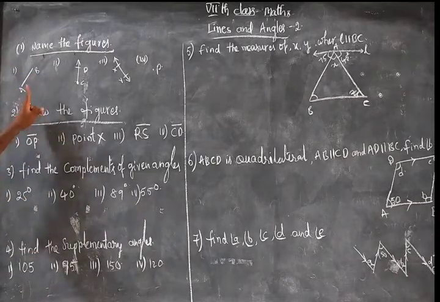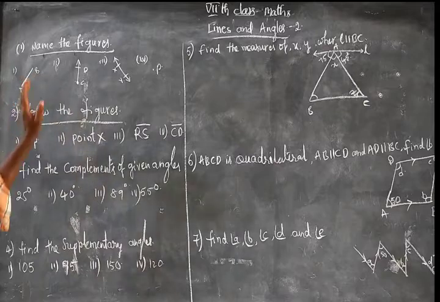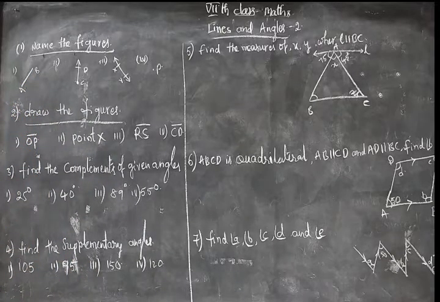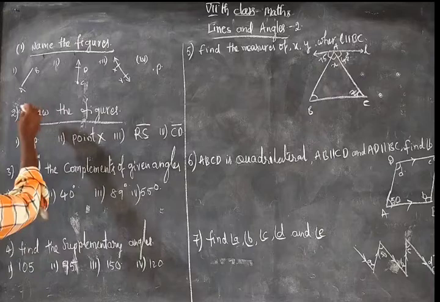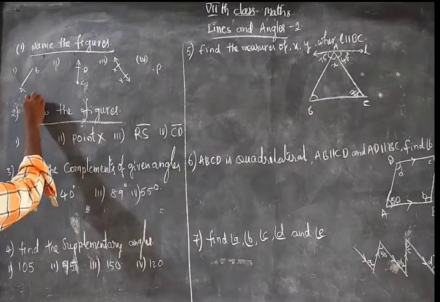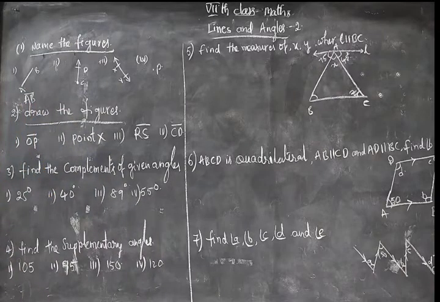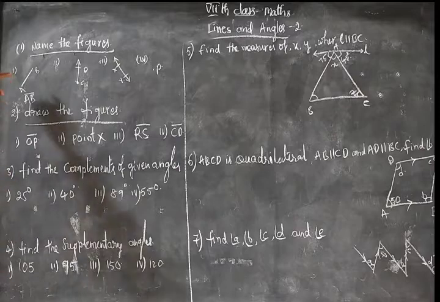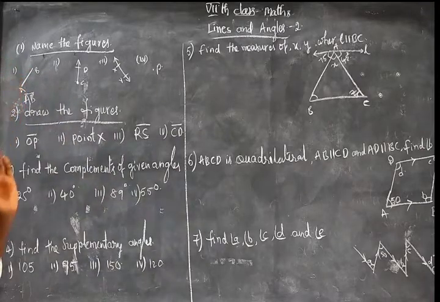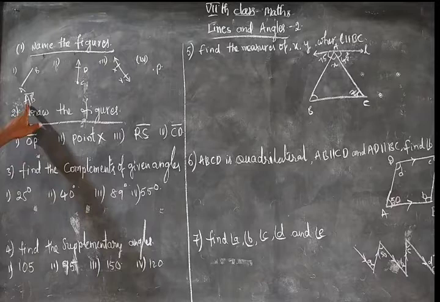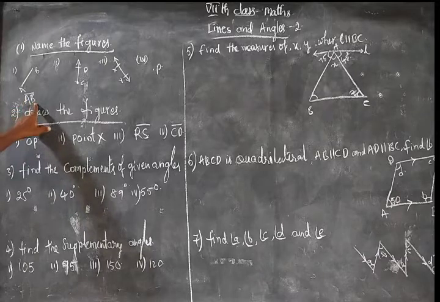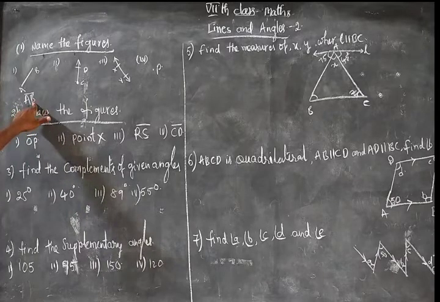AB. If you observe that it has two endpoints, then how can you give that name? We can give that name AB segment, AB line segment, which means A and B are two endpoints. So how can you read that? AB segment, AB line segment.